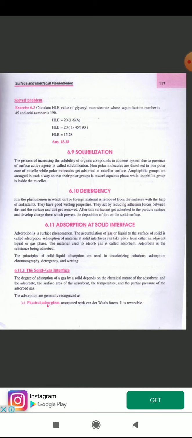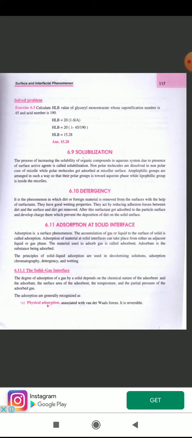Solubilization is nothing but it is a process of increasing the solubility of organic compounds in aqueous medium or water medium due to the presence of surface active agents. This process is called as solubilization. And we have polar molecules and non-polar molecules. So non-polar molecules are dissolved in the non-polar core of the micelle. Micelles are formed above the critical micellar concentration in the case of surfactants. While polar molecules get adsorbed at the micellar surface.